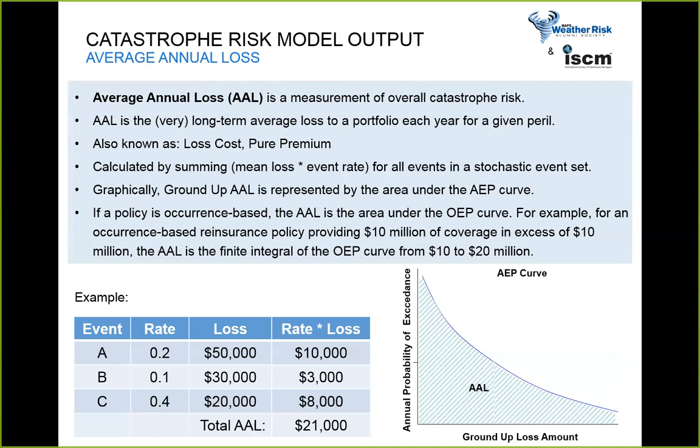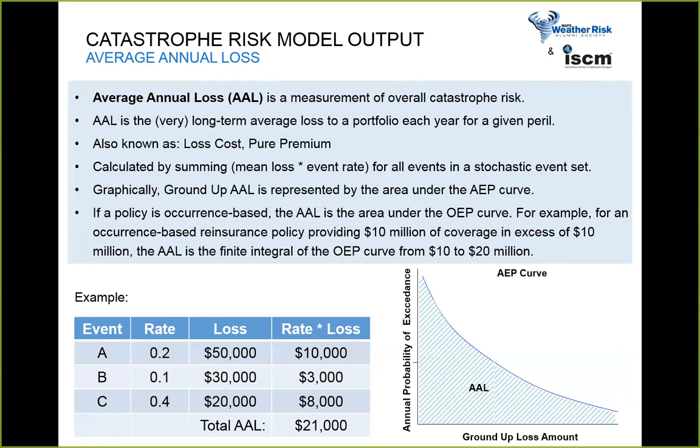It is calculated by summing up the mean losses by event rate for all the events in the stochastic event set, and graphically, the ground-up AAL is represented by the area under the aggregate exceedance probability curve as shown here. The hatched area would be the area of this. However, if a policy is occurrence-based, like many reinsurance catastrophe excess treaties, the AAL is based on the OEP curve.